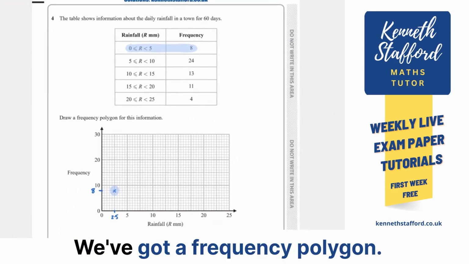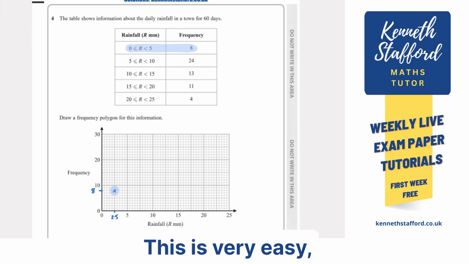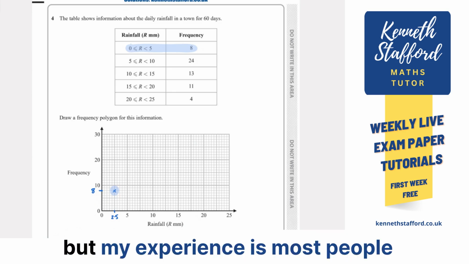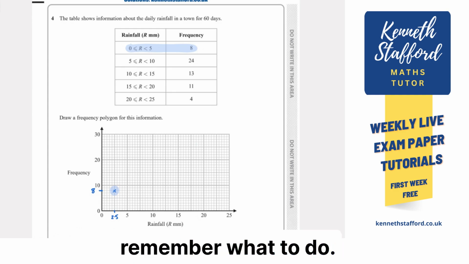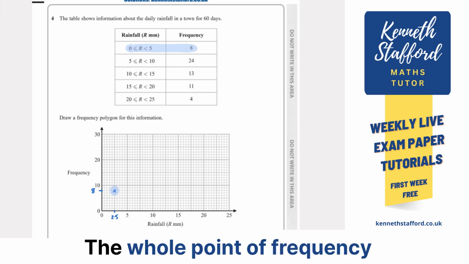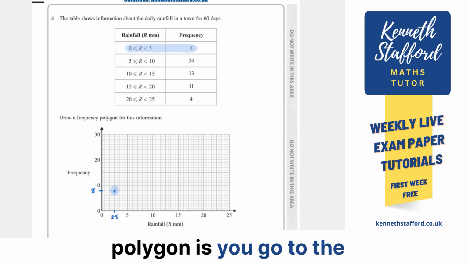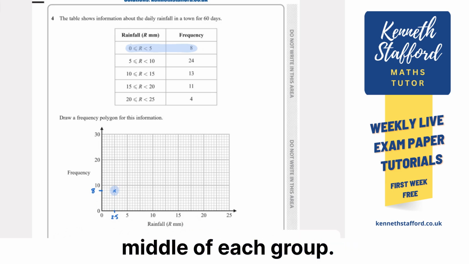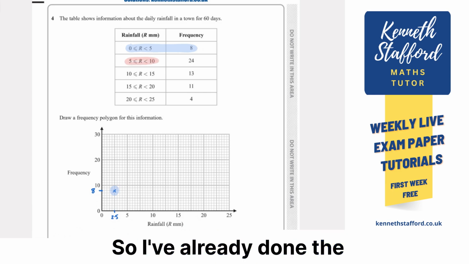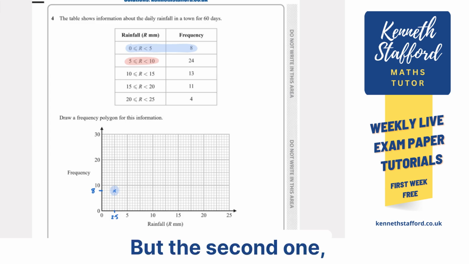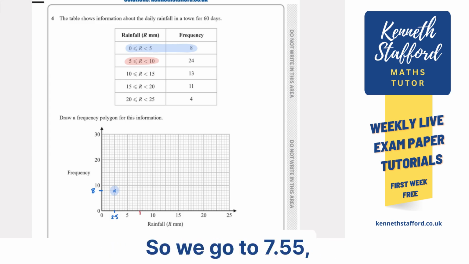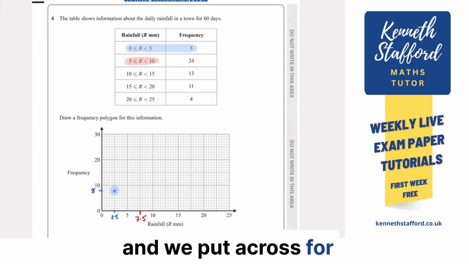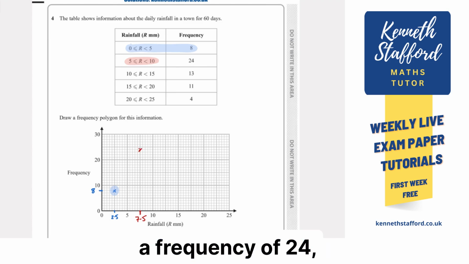Question 4, we've got a frequency polygon. This is very easy. But my experience is most people struggle because they can't remember what to do. The whole point of a frequency polygon is, you go to the middle of each group. This is grouped data, so I've already done the first one here for you. But the second one, we go to the middle of the group 5 to 10, so we go to 7.5, and we put a cross for a frequency of 24.